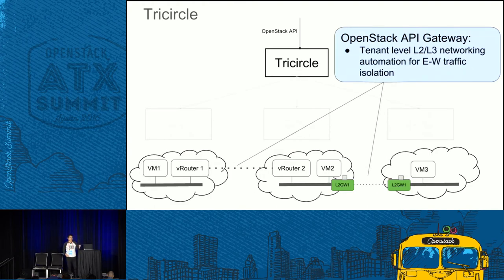Tricircle will use the L2 gateway to build the cross-OpenStack L2 and L3 networking. L2 Gateway is a project under Neutron, with an API extension in Neutron to provide the L2 connection. Currently, L2 Gateway only supports connecting from the overlay network to the physical network. A new feature has been delivered in L2 Gateway to support connecting the overlay network in different OpenStack instances, so that the overlay network can extend across different OpenStack instances.